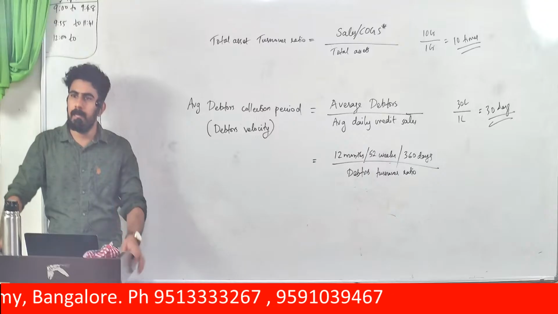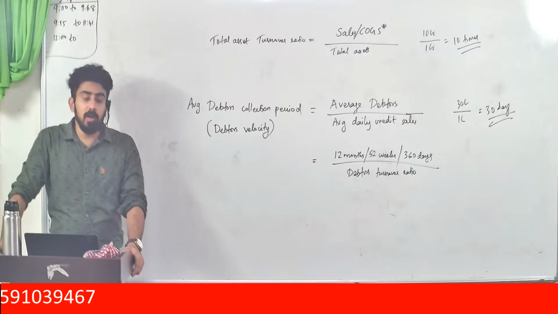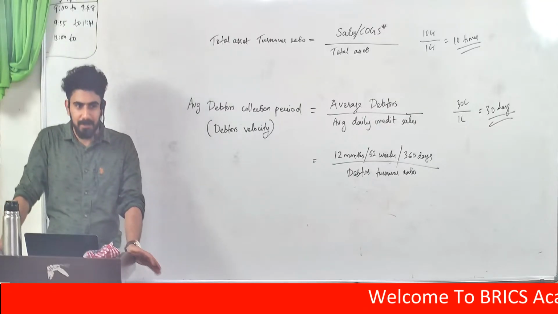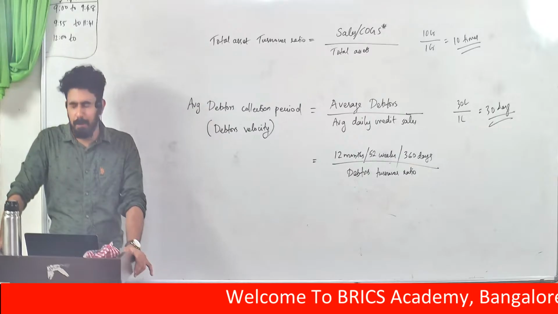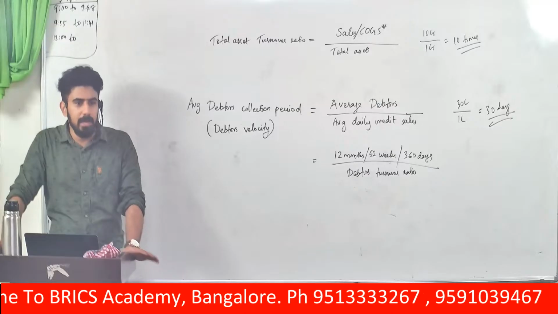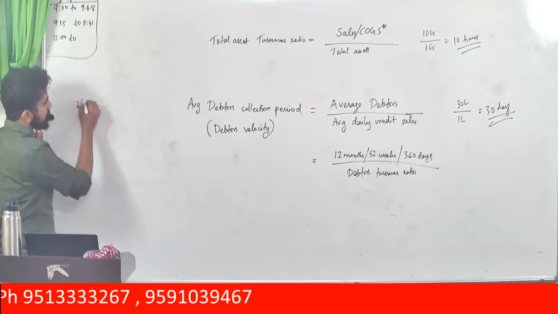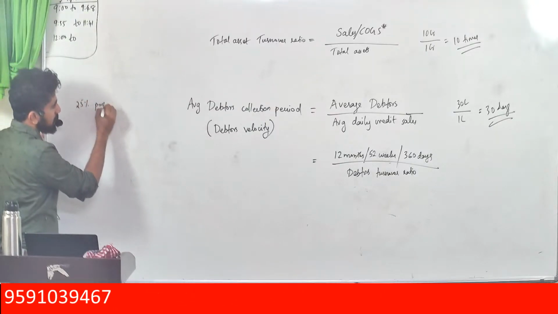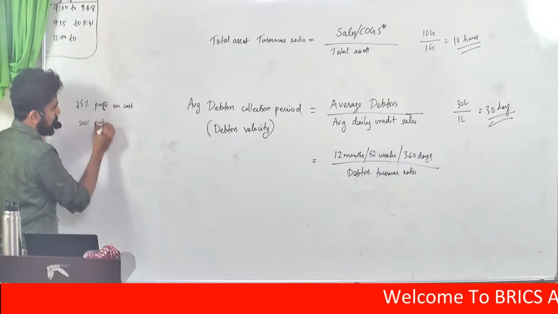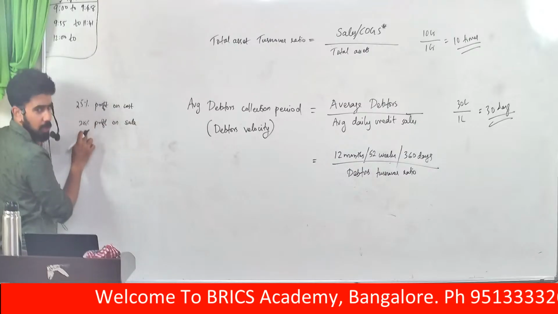Where you say profit on cost and profit on sales. This you know, right? I'm assuming you know that. 25% profit on cost is equal to 20% profit on sales. You know this thing. You did it by heart. If this is given, you know how to compute this.